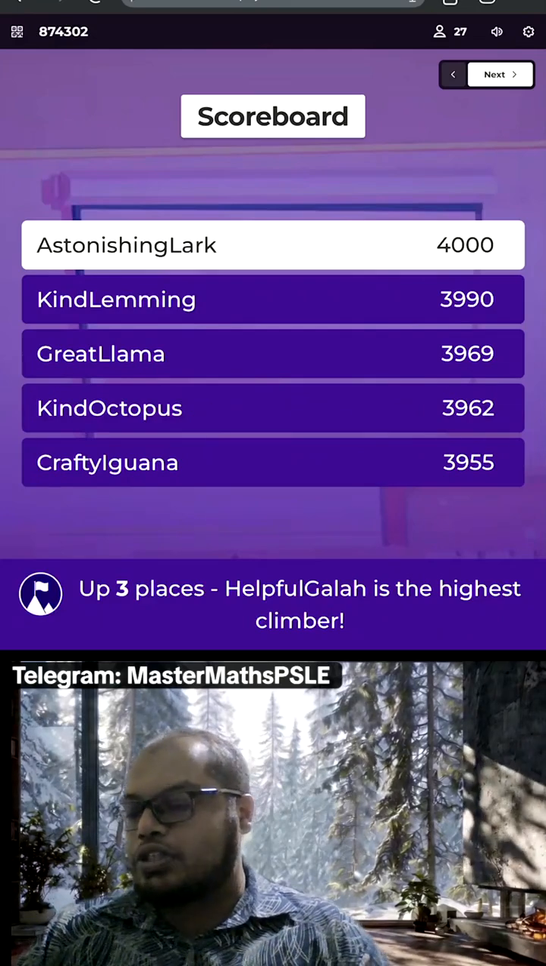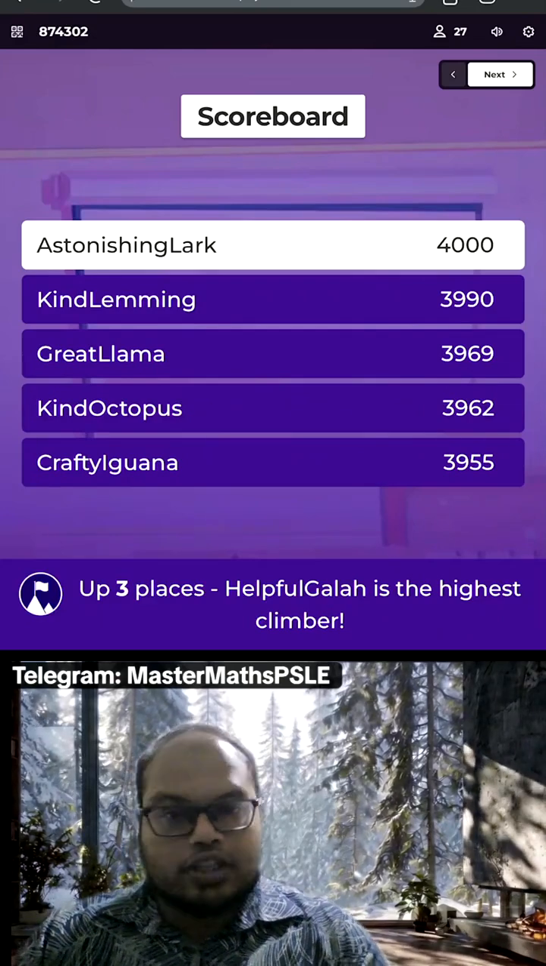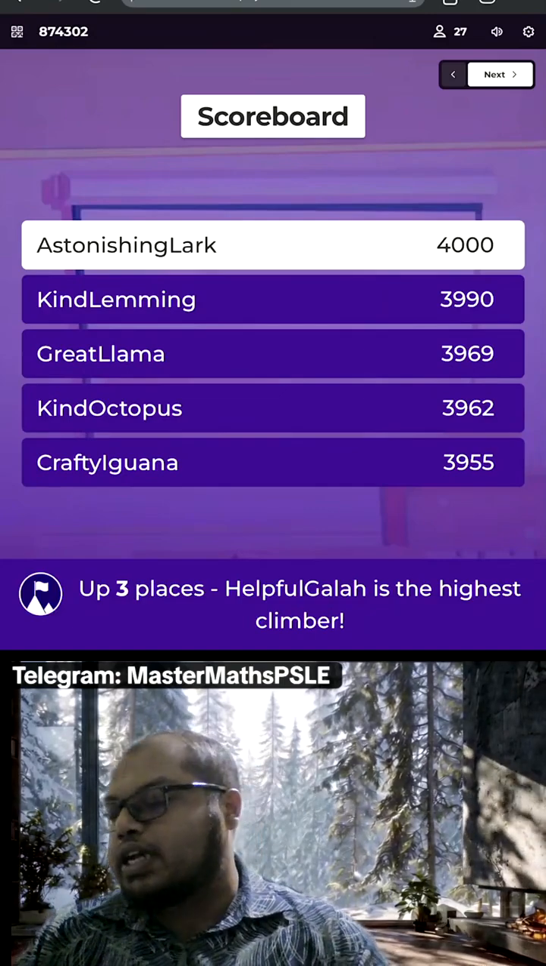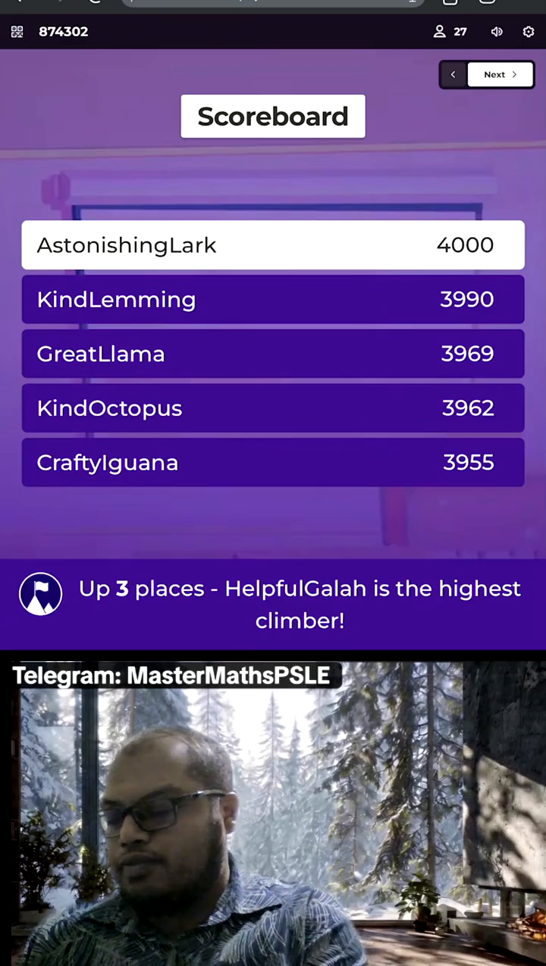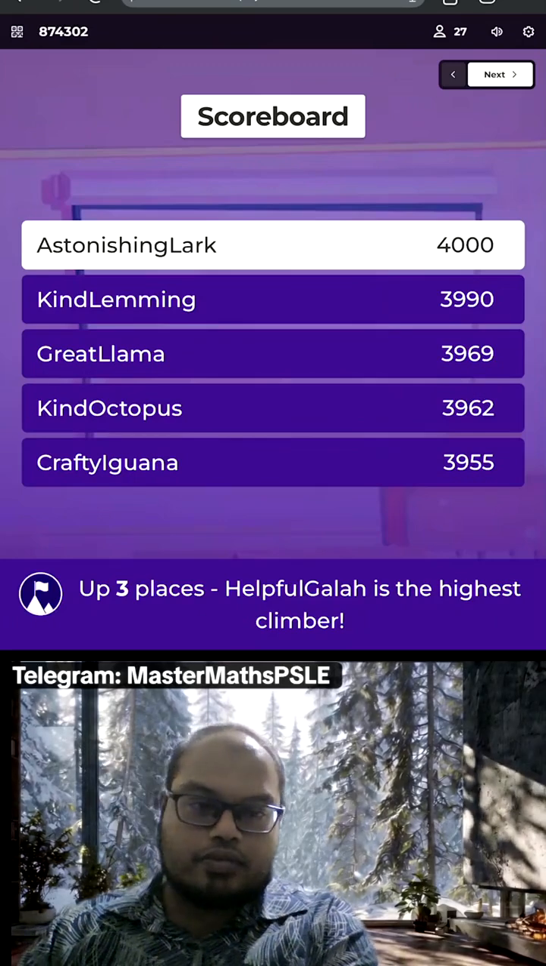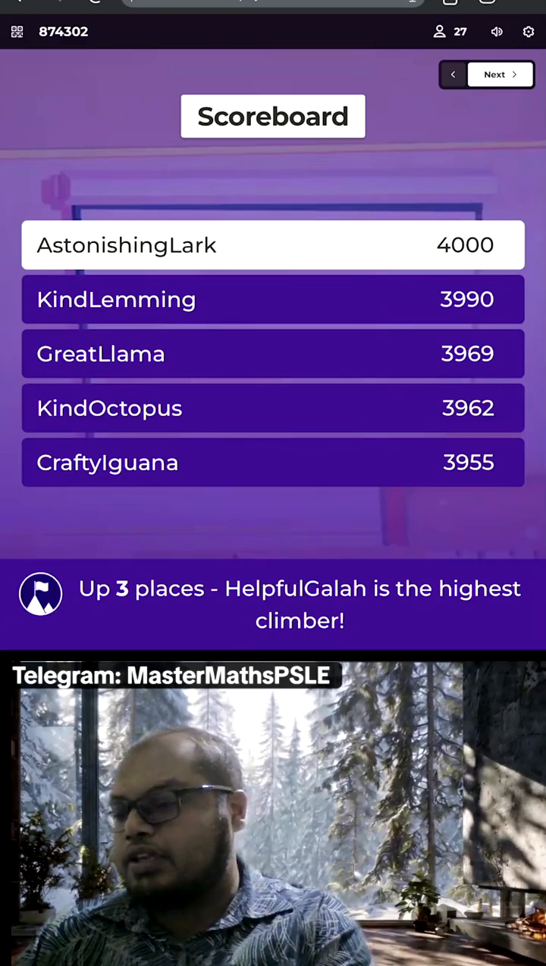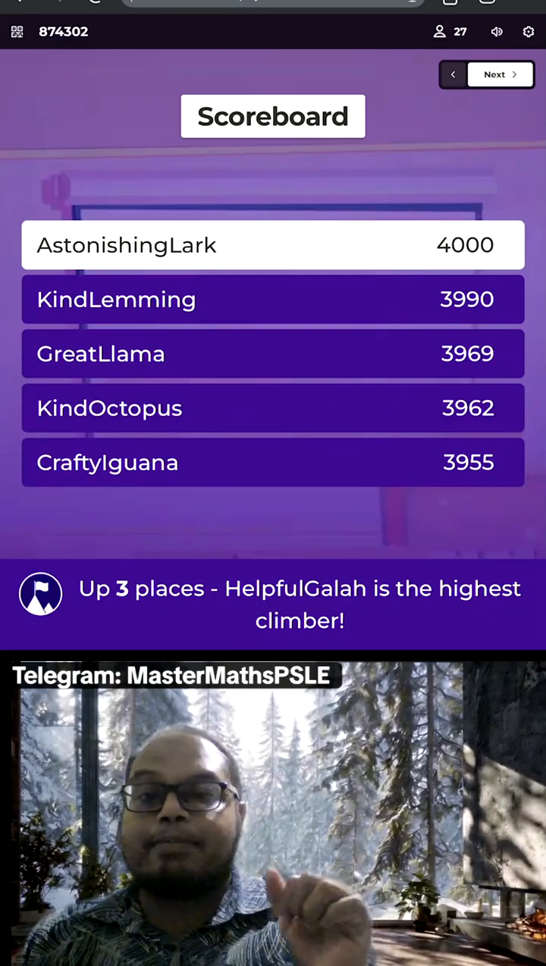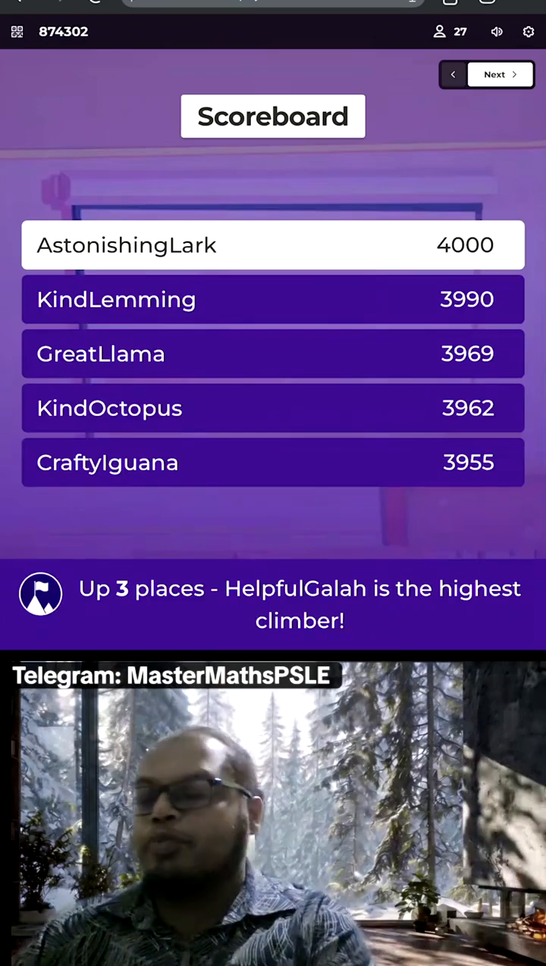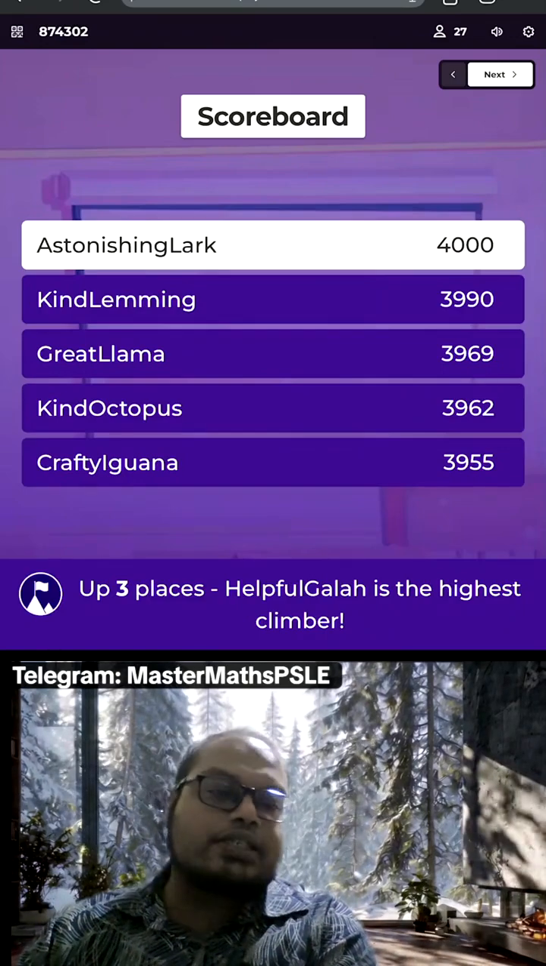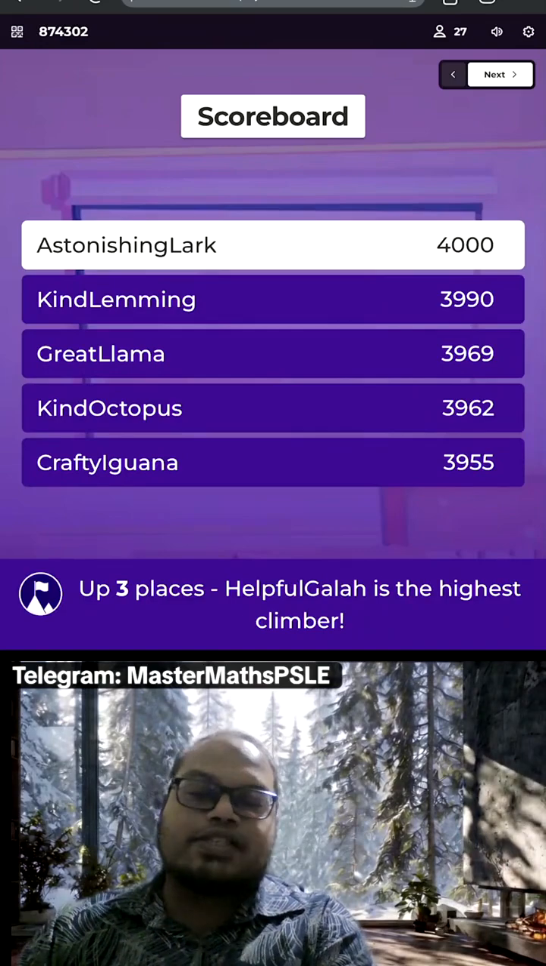Again, astonishing luck. 4,000 points. 10 points behind is the Kind Lemming. Very good. I think soon we will see the type answer already. When it's type answer, there are lesser chances of pressing wrong.